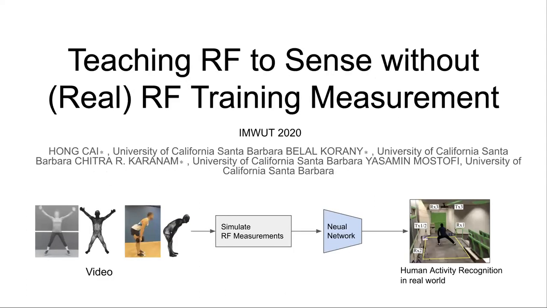So in a nutshell, the main idea of this paper is to simulate RF measurements to train a neural network and then test it directly in a real-world environment for human activity recognition, or HAR for abbreviation, with focus on dream activities.